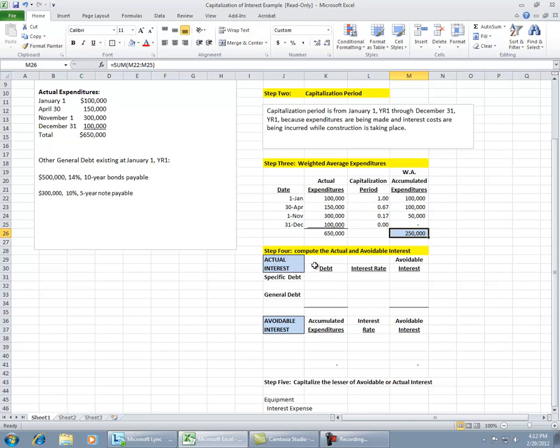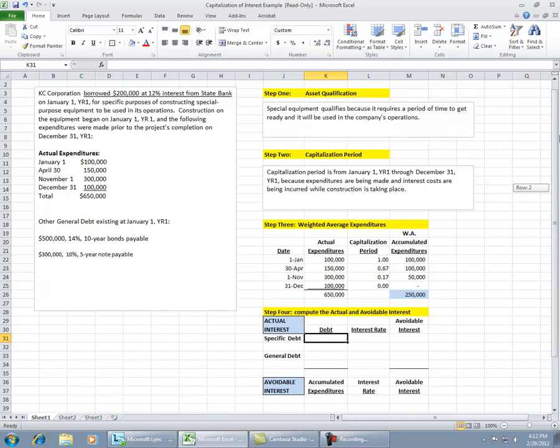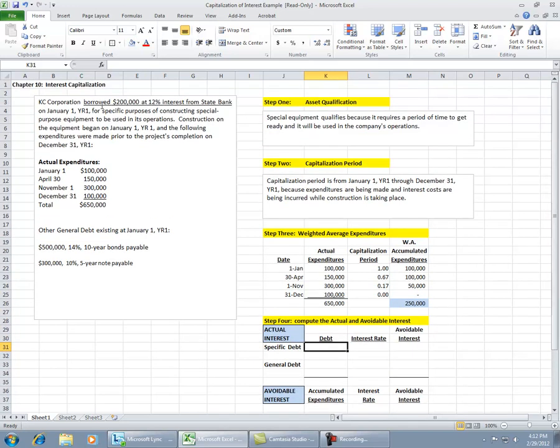Step 4, we're going to compute the actual and avoidable interest. So first we'll compute the actual and then we're going to compare it to what we come up with for the avoidable. For actual, we're going to look at the specific debt. In our problem, it mentions that we borrowed 200,000 for this specific purpose. So I'm going to drop in the 200,000 of debt. The applicable interest rate is 12%, and I'll take the debt times that 12%.